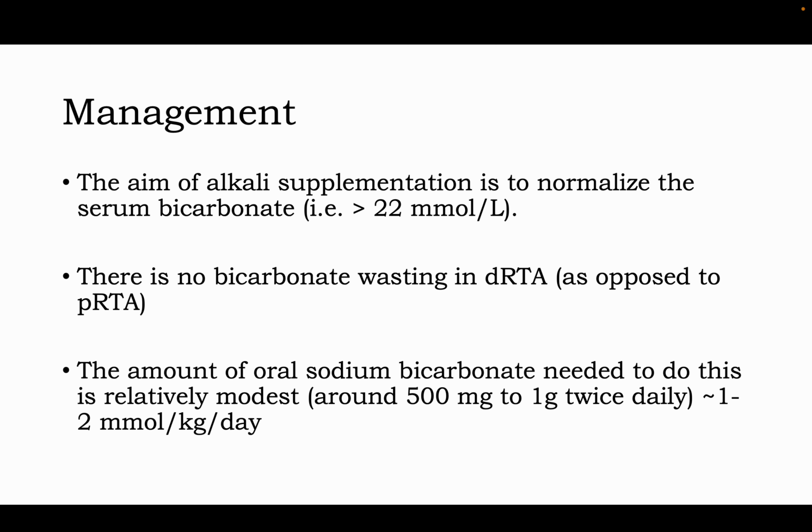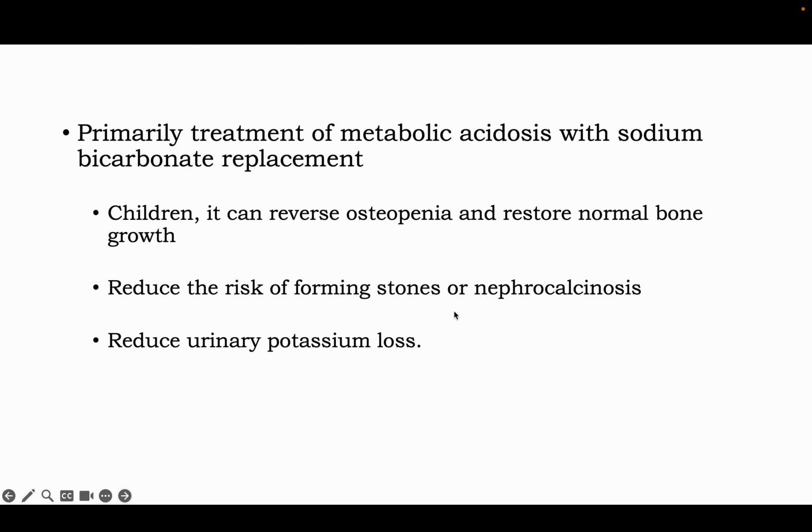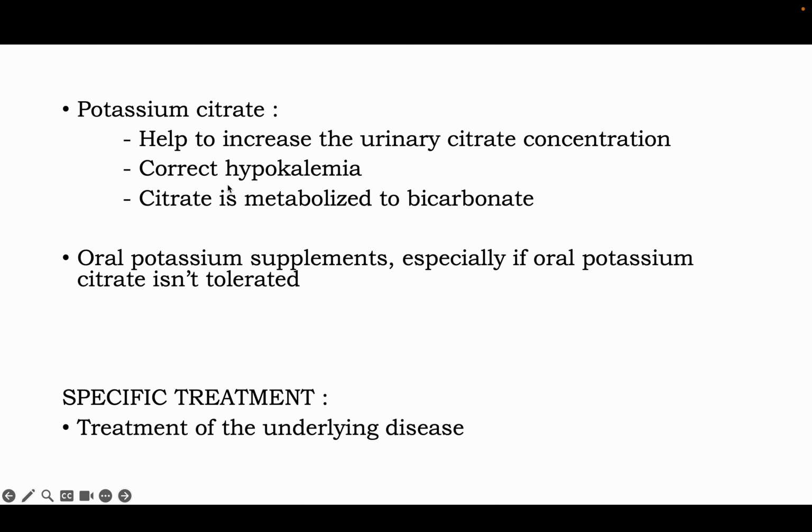If hypokalemia is there, you can give potassium citrate. If there is no hypokalemia, you can give soda bicarb directly, around 500 milligrams to 1 gram thrice daily. The primary goals of treatment are to prevent osteopenia, reduce stone formation, and reduce urinary potassium loss. You need to give bicarb. Potassium citrate can be given if there is hypokalemia and to prevent renal stones.